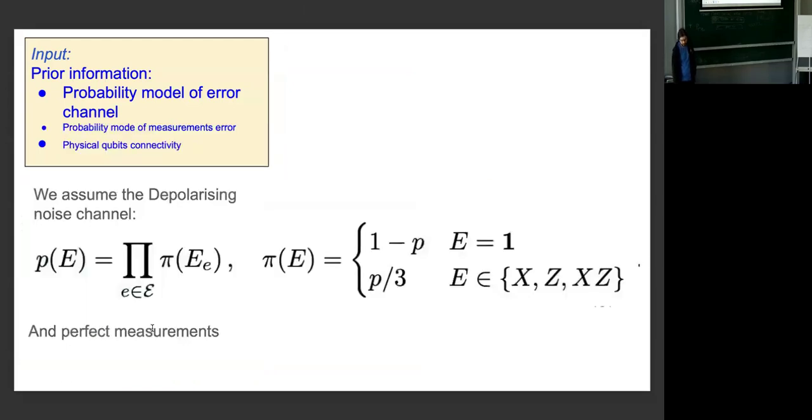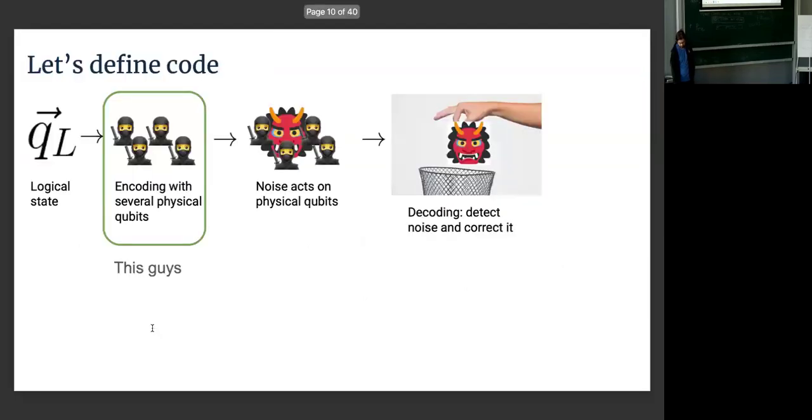Okay, so through the talk, the most basic model of noise channel is the depolarizing model. Basically, we have a bunch of physical qubits on some graph, and per qubit either identity is applied, or one of the Paulis, with equal probabilities. Also, in almost all machine learning work, we assume perfect measurements, so I will assume that here too.